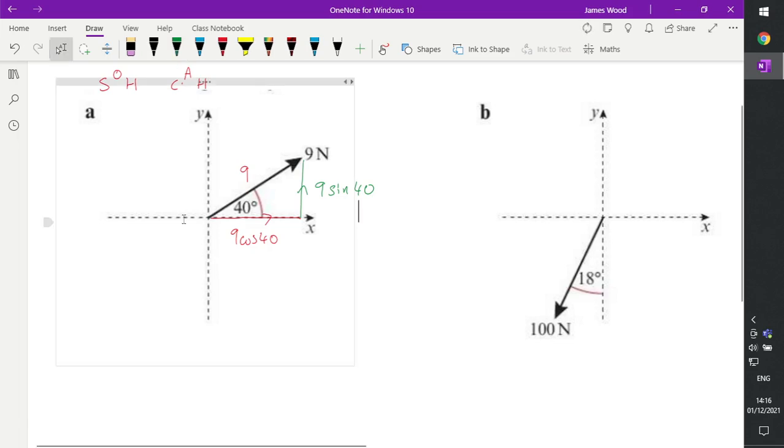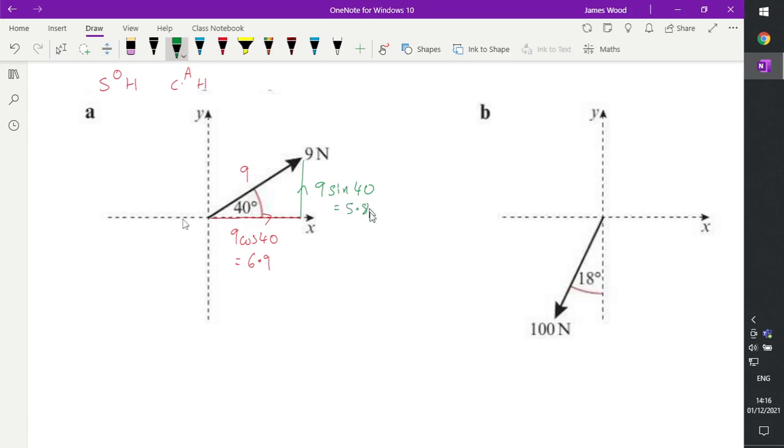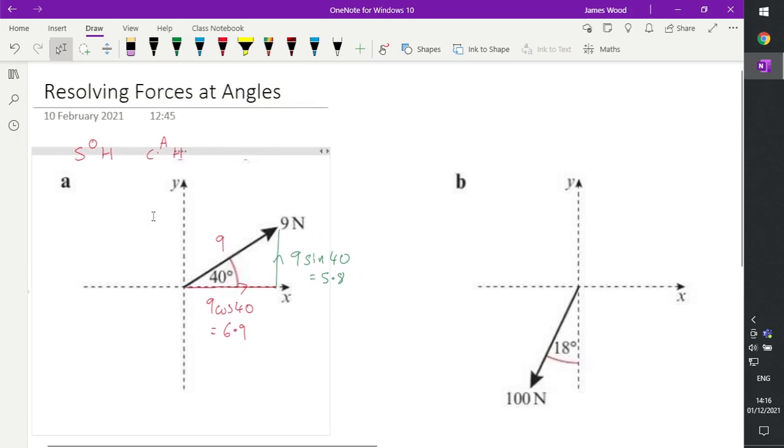We could work these out as decimals, but if we're doing calculations, it's probably easier to just leave them in an exact form like that. But 9 cos 40 is about 6.9, and 9 sin 40 is about 5.8. And then we could use these to analyze our system just by looking at vertical and horizontal forces, which we'll come on to later.